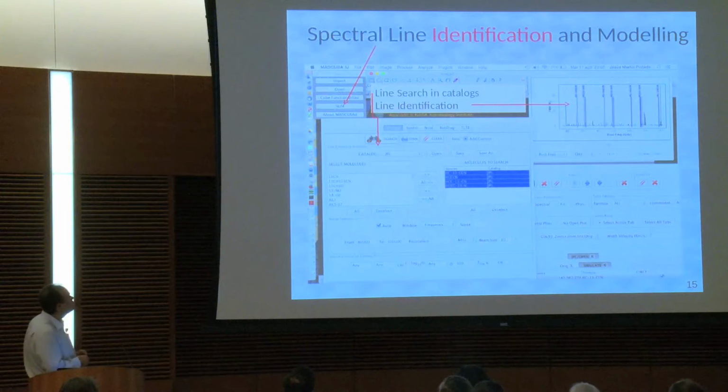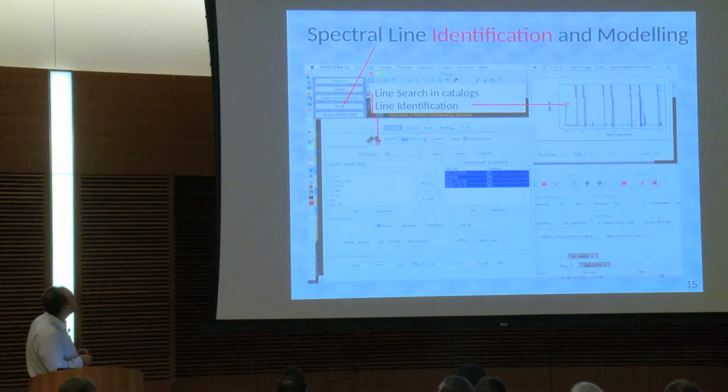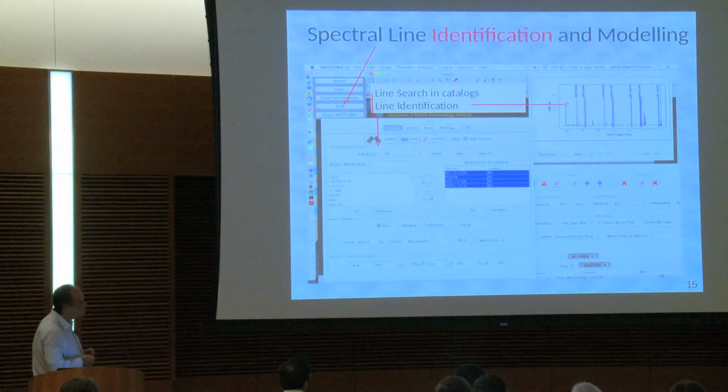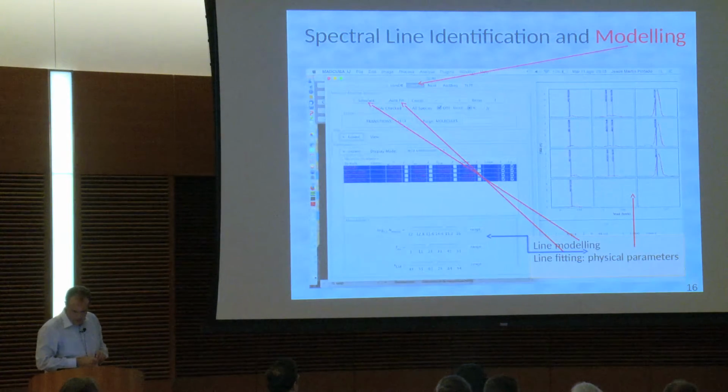One of the most important plugins here is what we call SLIM, which is spectral line identification and modeling. From the spectra, we can take the spectral lines, and with a database that we have in the application, we can find the molecules in the spectrum.